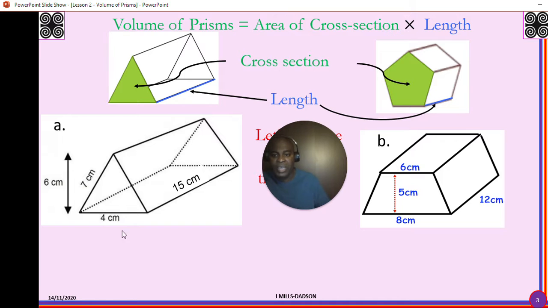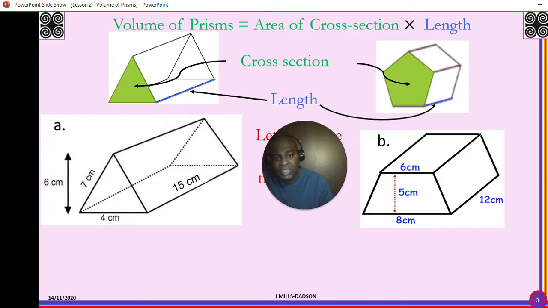So we go to A. What is the shape of the cross section? It's a triangle. We go to B. What is the shape of the cross section? It's a trapezium. What is the length of A? 15. What is the length of B? 12. So these are very important that you identify them first before you begin your calculation.